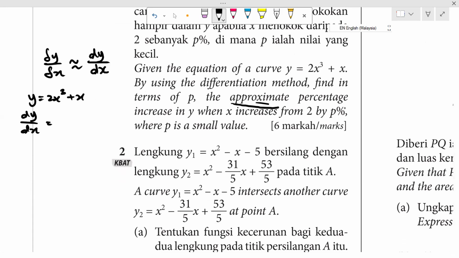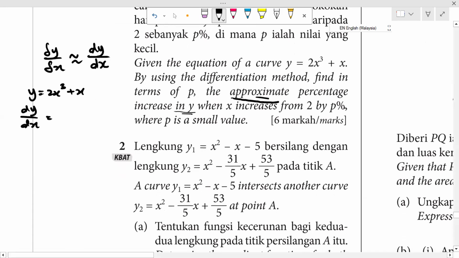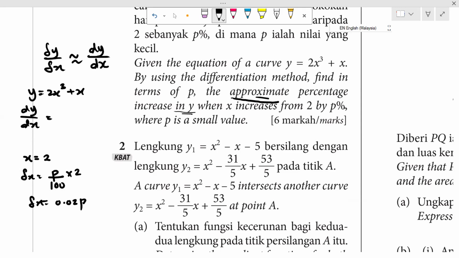Okay, next I need to find the del x, because we want the percentage increase in y when x increased from 2 by p%. So my x is 2. When it increased by p%, that means the del x is p over 100 times 2. Is that okay? Because it says increase by p%. So it will be 0.02p. So my del x is 0.02p.